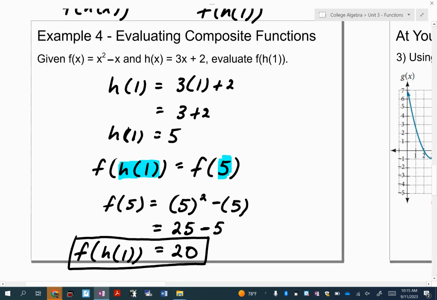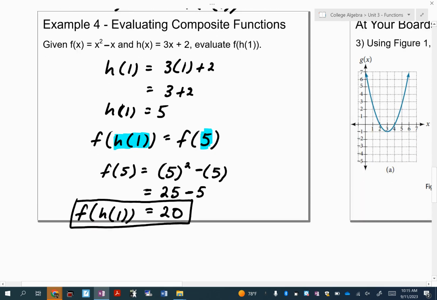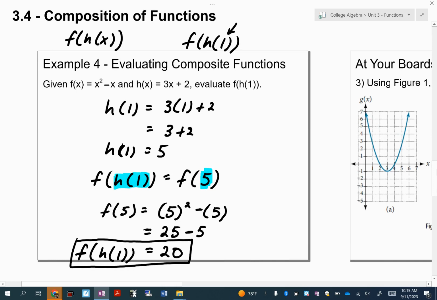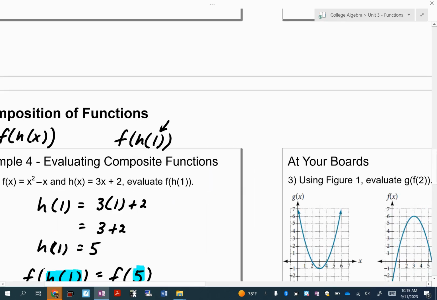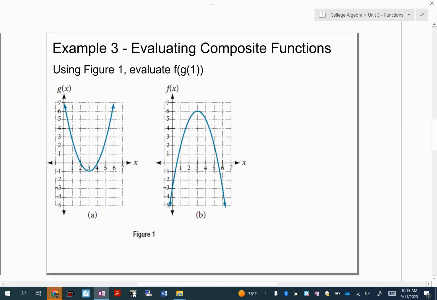So when I see a number here, like in this case, we had f of h of 1, because that was a number, I really think about doing two separate evaluations. First with the inside one, so that was h of 1. And then once I get that value, use that to go into the outside function. Okay? Now, let's go back. And with that same understanding, let's do this same thing with graphs.